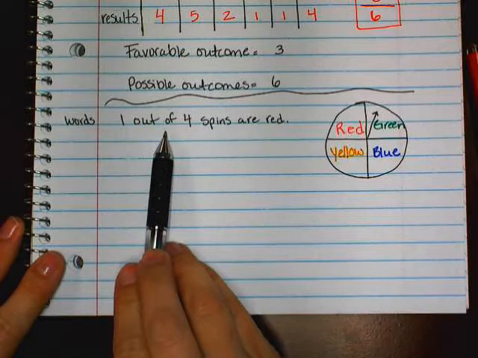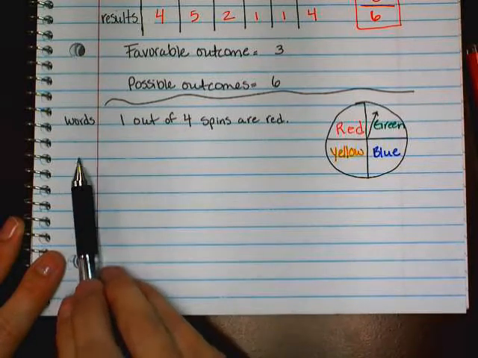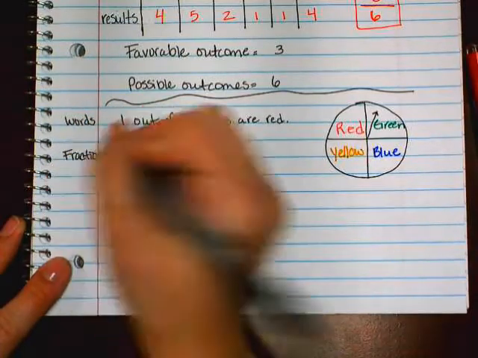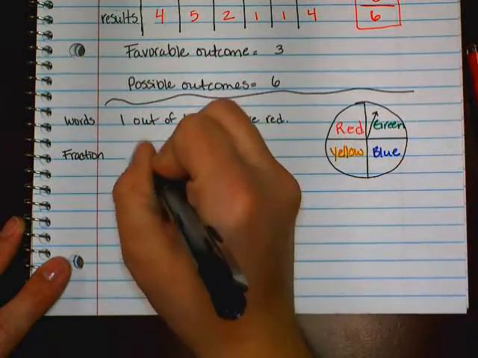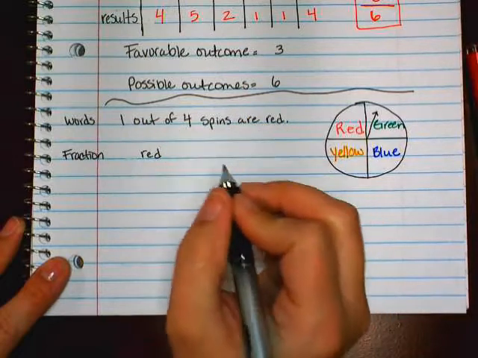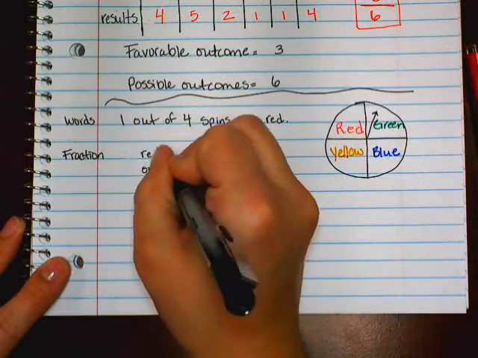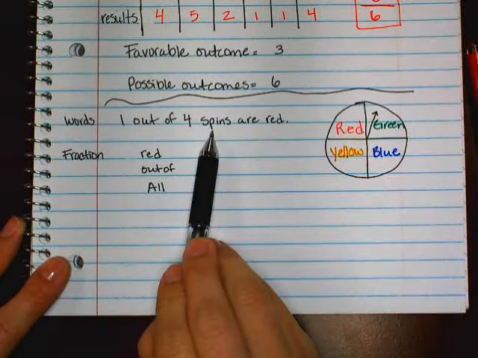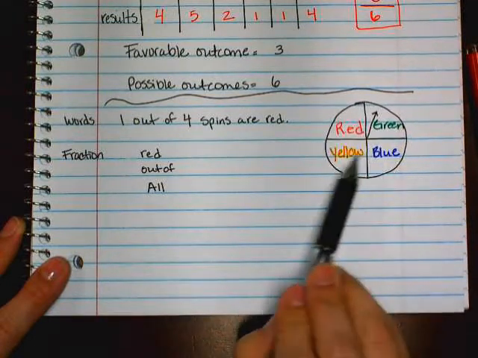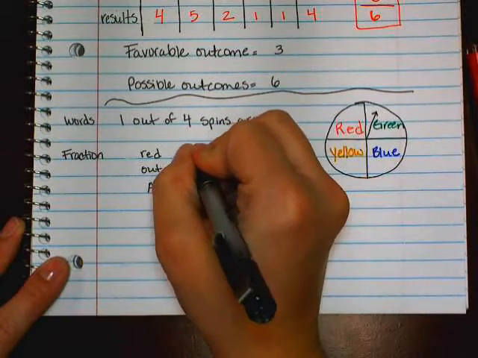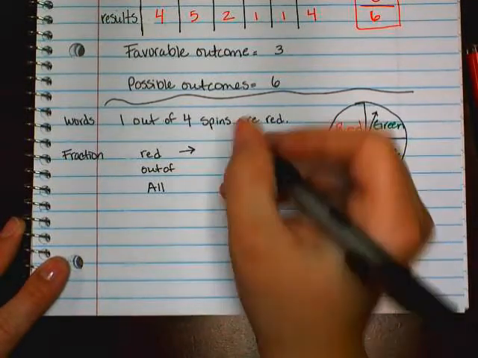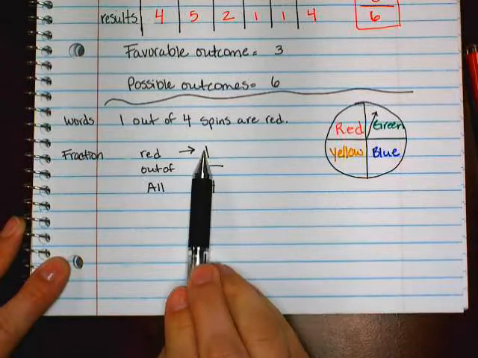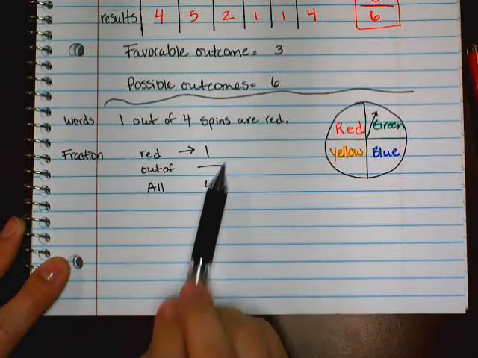When you see that out of and 1 out of 4, you need to know how to write that as a fraction. Fractions are huge when it comes to probability. So as a fraction, what that means is the number of red out of all. That 4 is all, spins, out of all. There's 4 sections. Okay? So the red, how many reds are on the spinner? Only 1. So 1 divided by all, 4. 1 out of 4 is written as a fraction as 1/4.